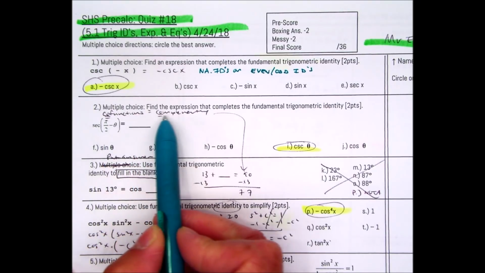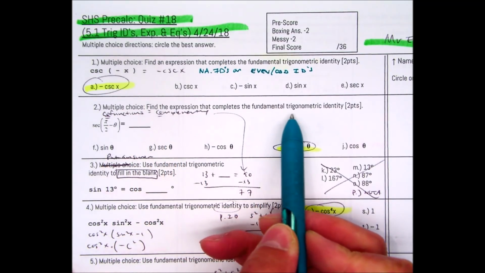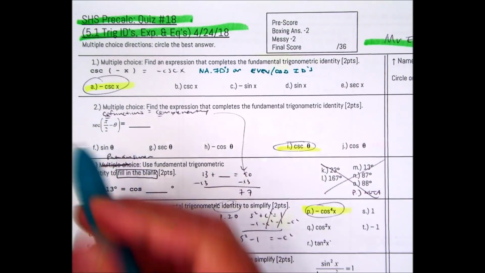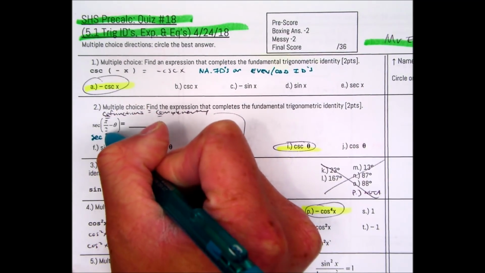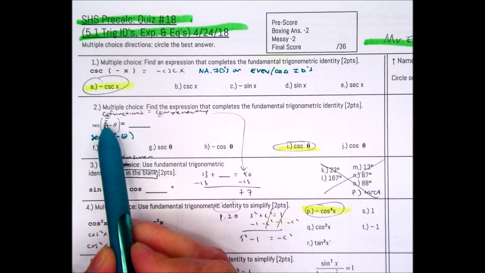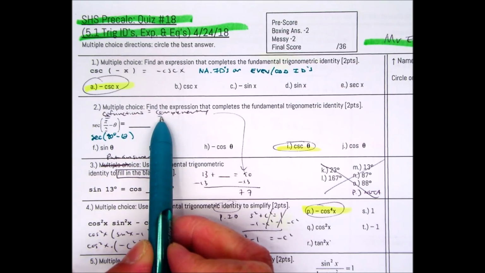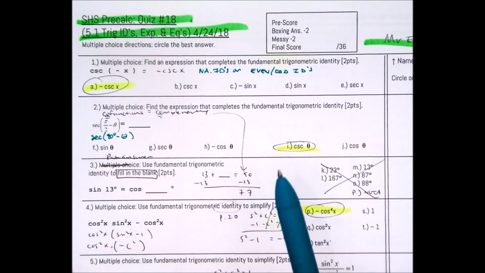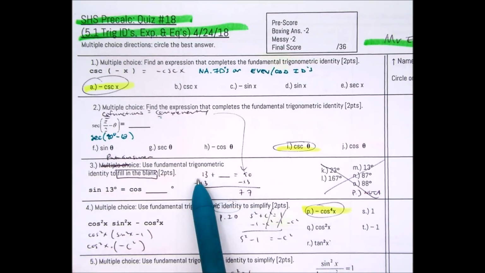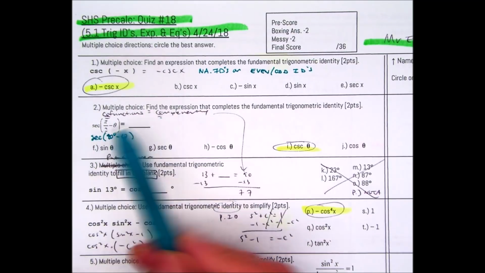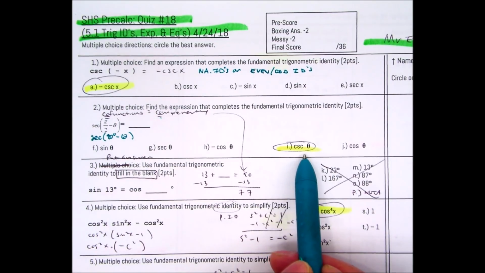Number 2, find the expression that completes the fundamental trig identity. I have secant of pi over 2 minus theta. You should recognize that that pi over 2 is like 90 degrees, 90 degrees minus the angle. Well, if you have a 90 or pi over 2, I want you to think of complementary. Cofunctions are complementary. An example of that is just blank plus blank equals 90. So the cofunction for secant is cosecant. Again, that should just be a direct identity that you're using.